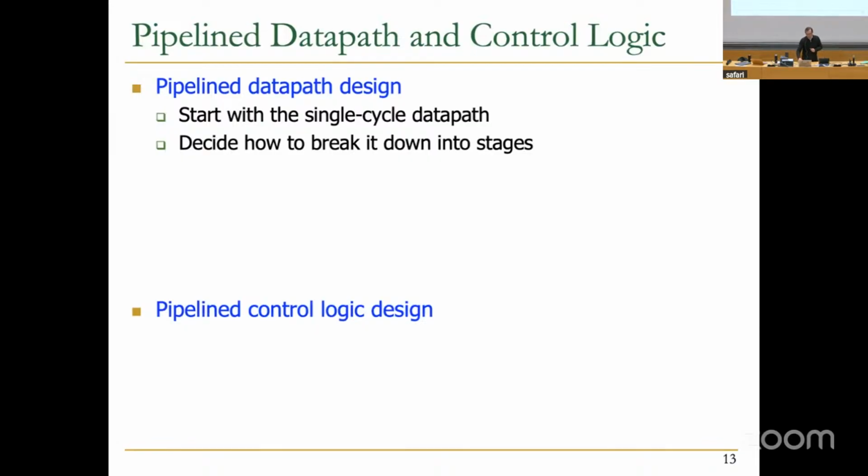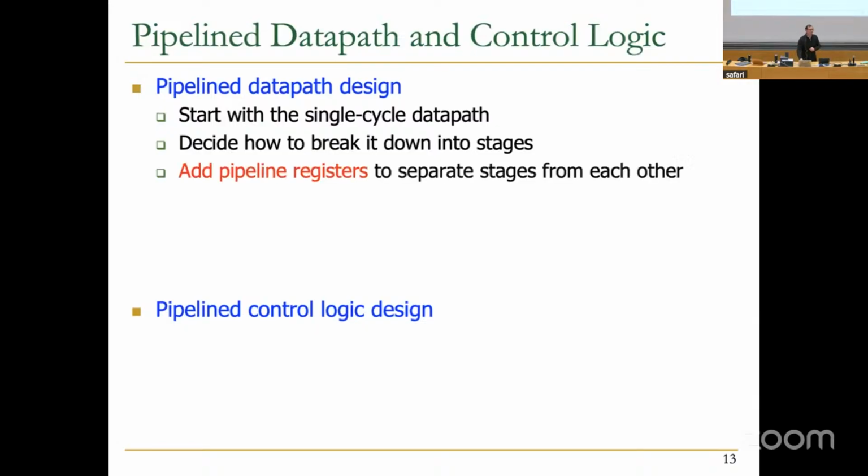That's the goal. So once you decided how to break it down into stages, and there's actually a lot of science in this area that we're not going to go through exactly how you do it. That's not the subject of this course. Assume that we've broken it down into stages. We add pipeline registers so that you can separate the stages from one another. You need to add pipeline registers so that the thing that's done in one stage, in one cycle, doesn't affect what happens in another stage at the same cycle, right?